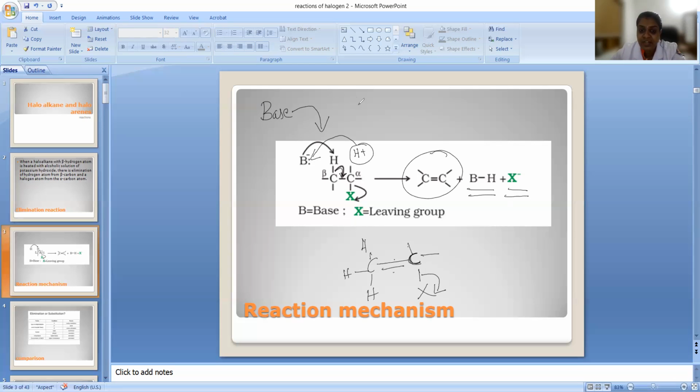So what is the difference between substitution and elimination reactions? In the substitution reaction, we use aqueous KOH, but here we are using alcoholic KOH. If the reaction is taking place in an alcoholic medium, then we will get an elimination reaction. If it is taking place in an aqueous medium, we are going to get a substitution reaction. Okay, this is the mechanism.